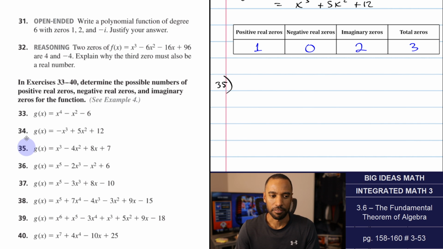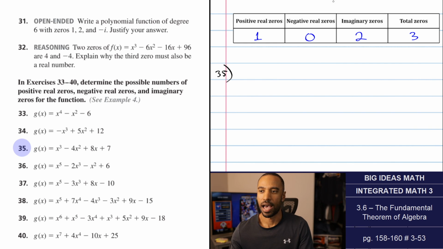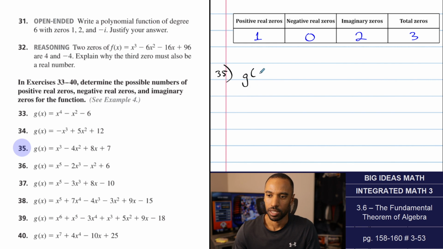I'll paste the table after now that I have it. So number 35, we have g of x equals x cubed minus 4x squared plus 8x plus 7.